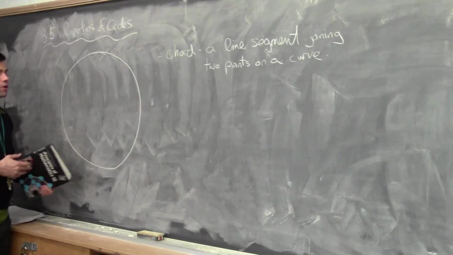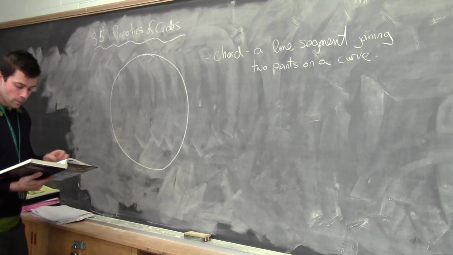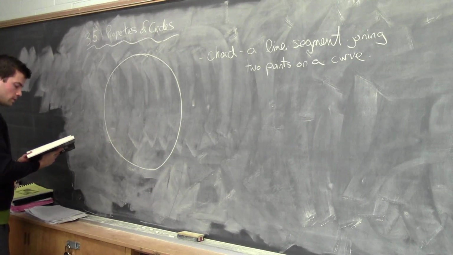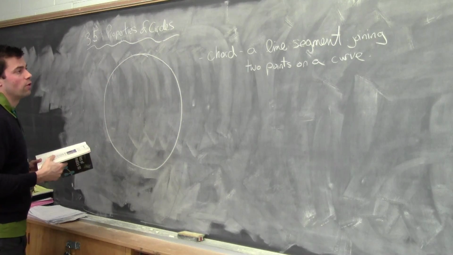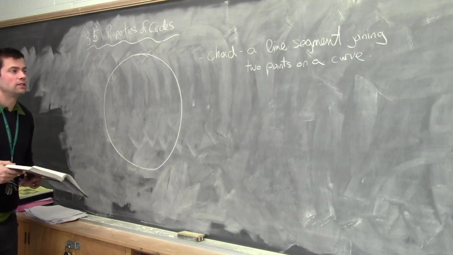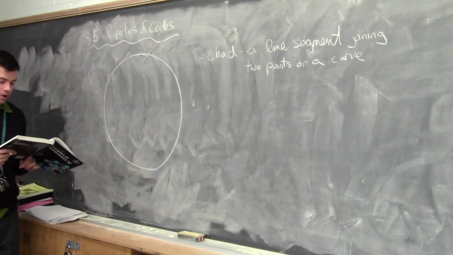Once you have that circle, we're going to define first of all what a chord is. A chord is a line segment joining 2 points on a curve.